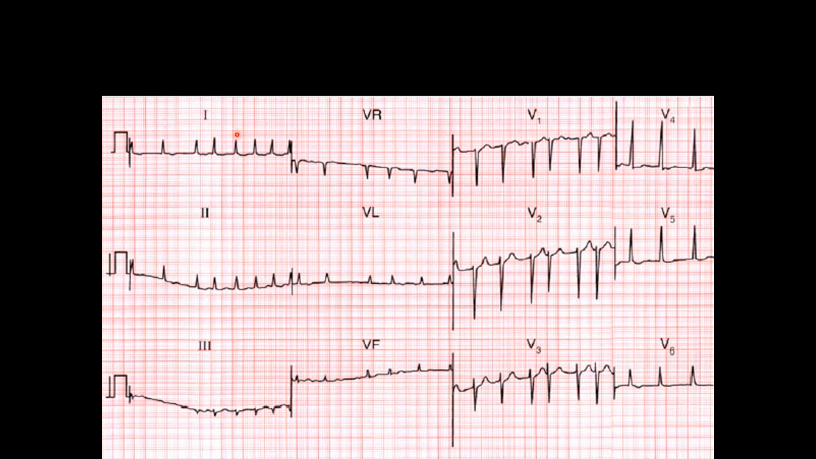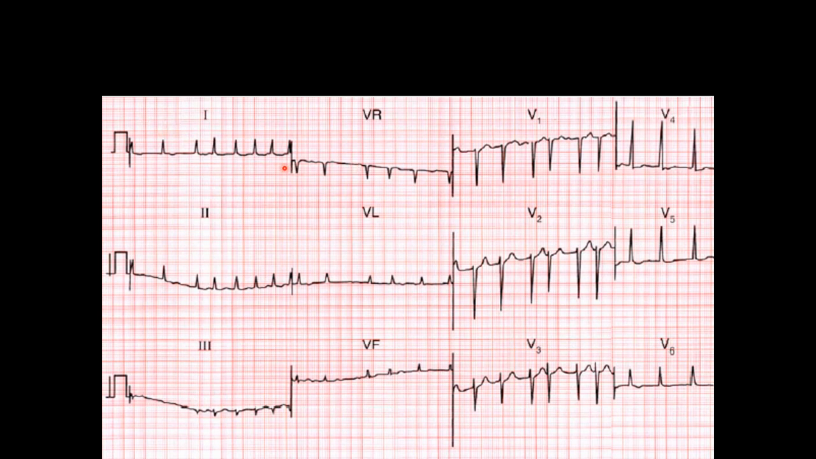Let's count: 1, 2, 3, up to 50. So from here to here there are 50 boxes.